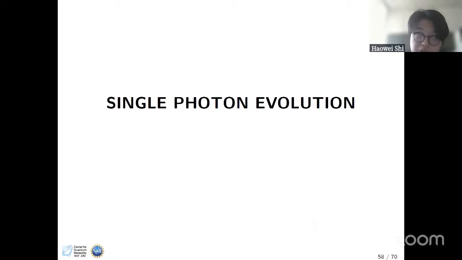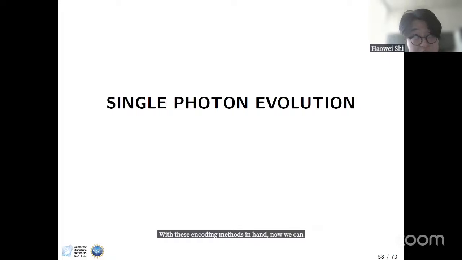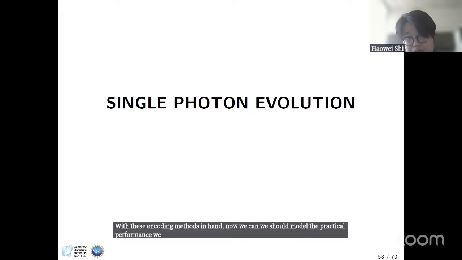With these encoding methods in hand, now we should model the practical performance. We should include the practical loss and noise and consider how the single photon will evolve under such imperfections.